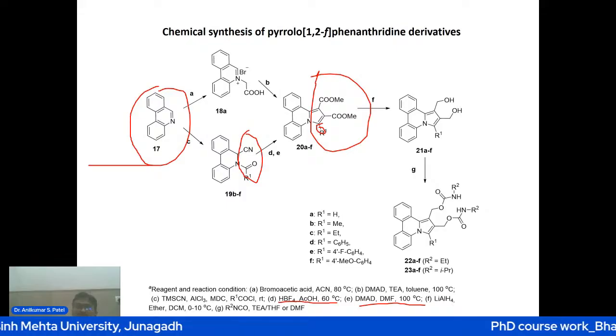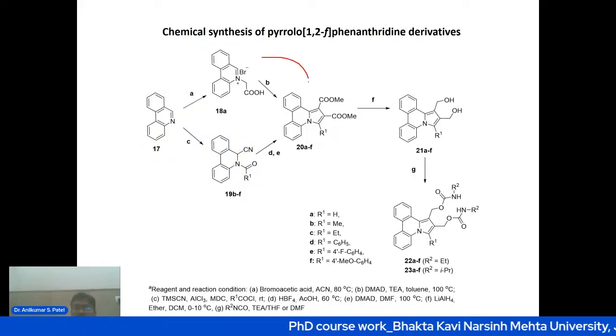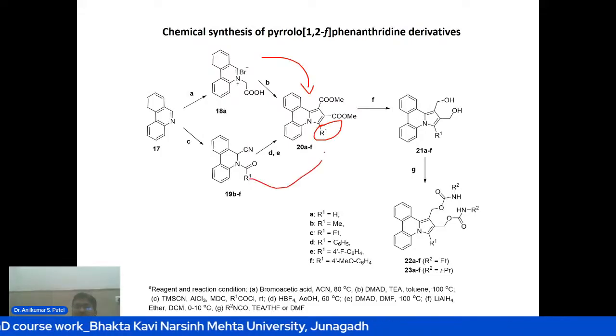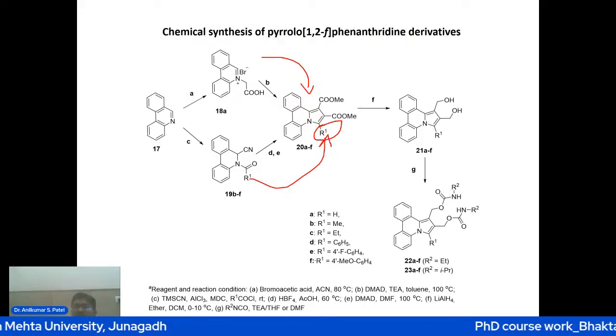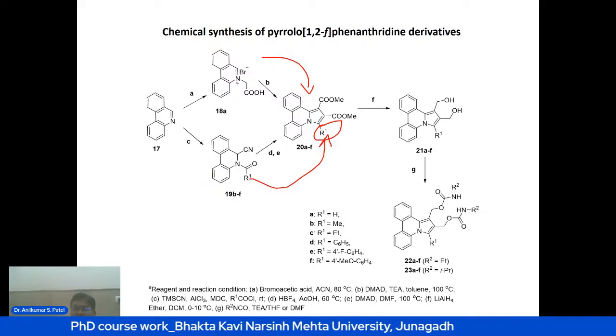So in the first route, we have prepared the hydrogen compound. In the second route, we have prepared the substituted compounds, B to F, through this route, and A is prepared from the first route by preparing the bromoacetic acid salt.